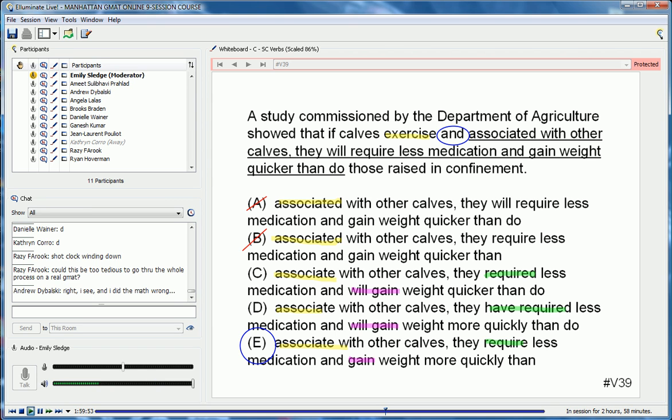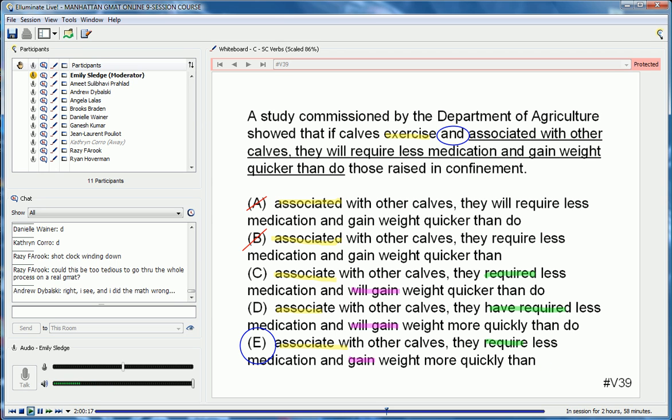There's a minor split at the end, more quickly than do, quicker than do. So there's quicker versus quickly, and then do versus just plain old than. It's appropriately quickly because it describes the weight gain, and that's an adverb. You also don't need the do to make the comparison clear. So it's a bit of a red herring split, but it's okay to not have it here in E.